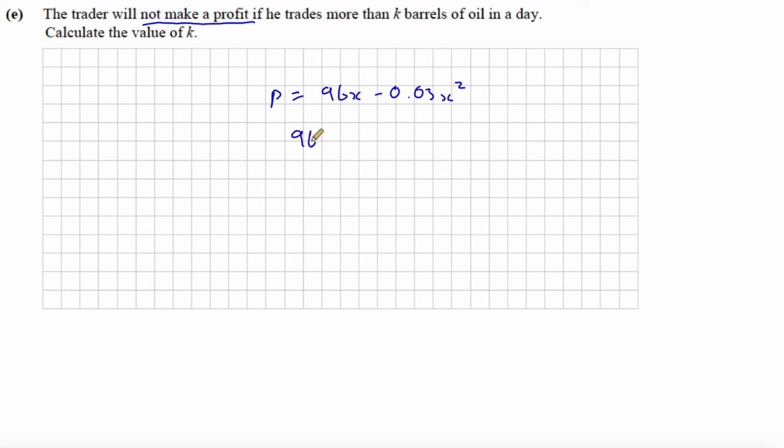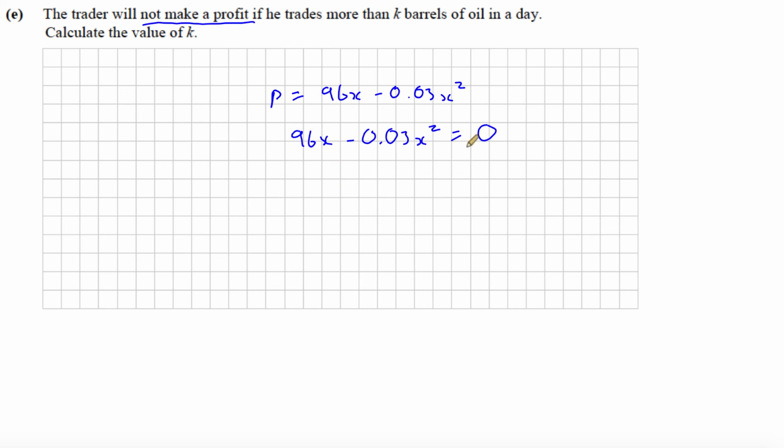So 96x minus 0.03x squared. When that's 0, we want to know what the number of barrels is, and x represents the number of barrels. So we're just going to solve this equation. Now there's a few ways you could do this. It's a quadratic equation, because the highest power of x is the square. So you could use the quadratic formula. So that's what I'm going to do.